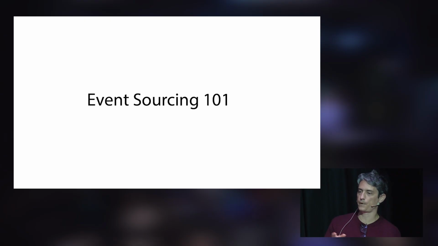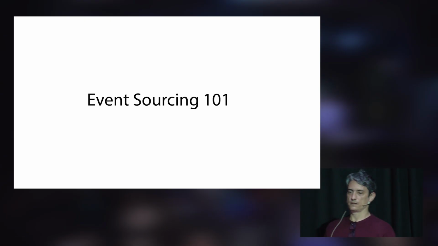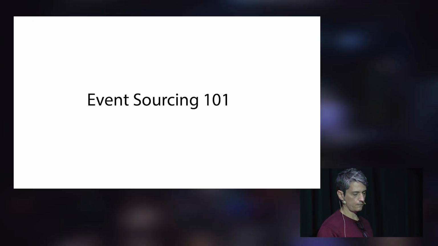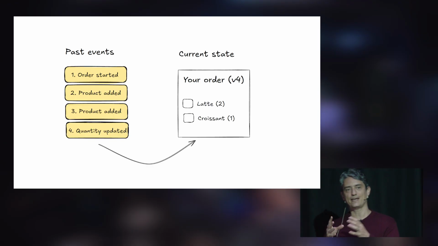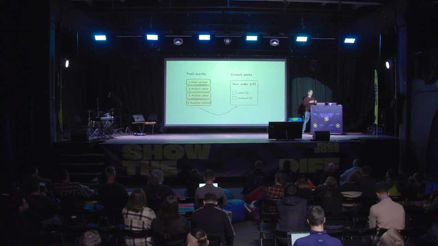And this is a good segue into explaining what event sourcing actually is. For anyone who's not familiar with the pattern, I'm going to describe it briefly. Event sourcing is the idea that you can arrive at the current state of any entity in a system by applying past events that already happened onto a piece of state. So you start with an empty order, and you apply those events in the order that they were produced: 1, 2, 3, 4. Order started, product added, quantity updated, and you get to the current state of that order.